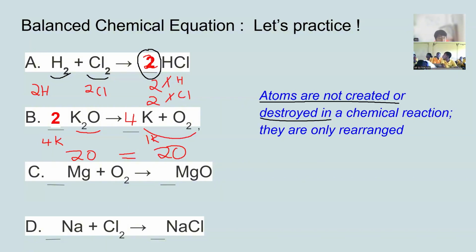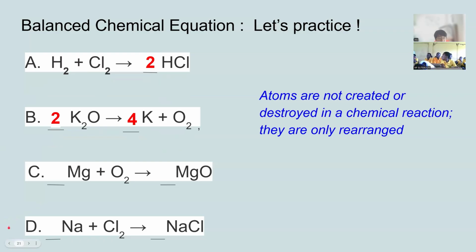And I'm going to go a little quicker this time. There are 2 oxygen on the left. So we need 2 oxygen on the right. But this turns into 2 magnesium on the right. So we need 2 magnesium on the left. And everything is balanced.